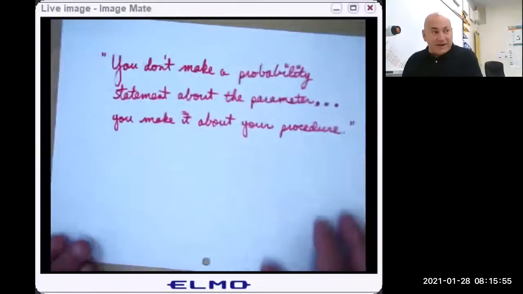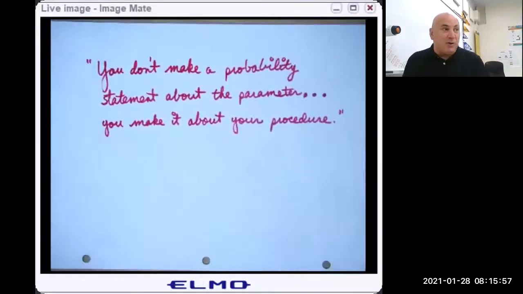So let's go back and make sure that we understand this point. You don't make a probability statement about the parameter, you make it about your process, your procedure, your sampling.